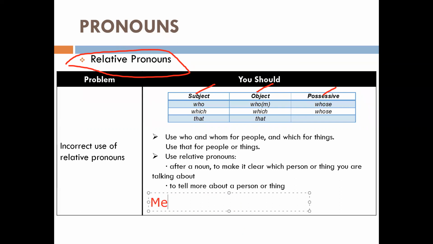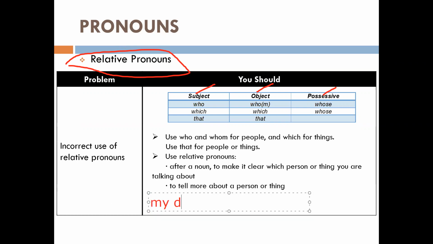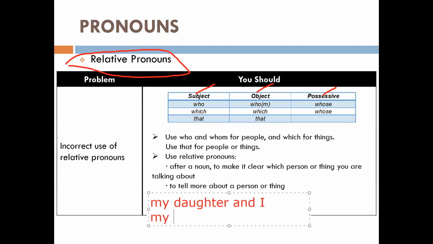"me and my husband." That's how they speak. Or "me and my daughter." So the problem is, listen to me: "me" is an objective pronoun. What makes this wrong is that "me" should be placed at the end. Alright? So it should be "my daughter and I," "my husband and I." So "I" should be at the end.